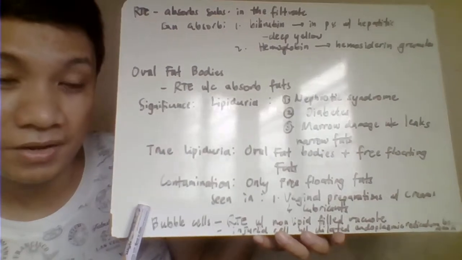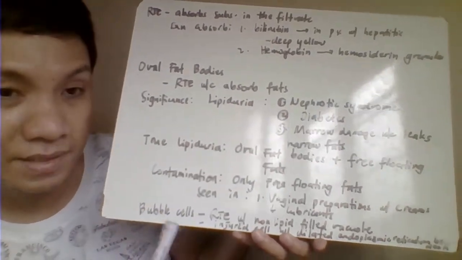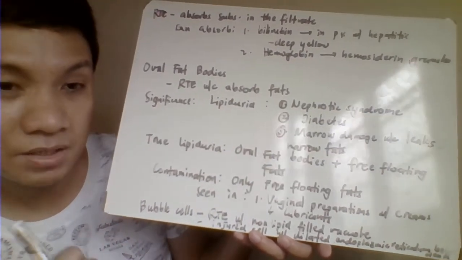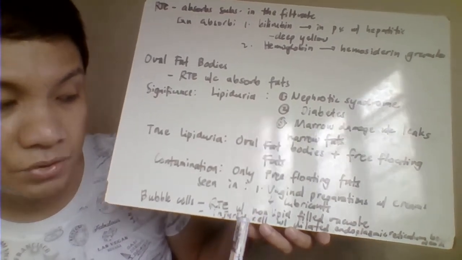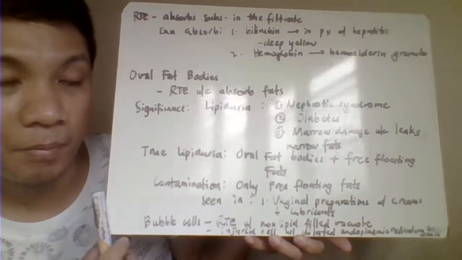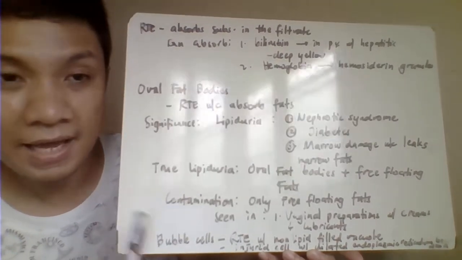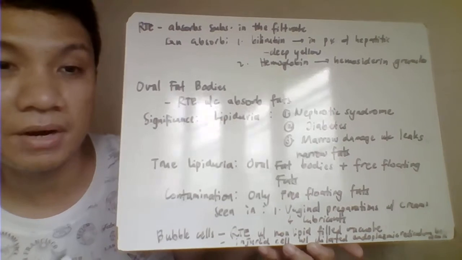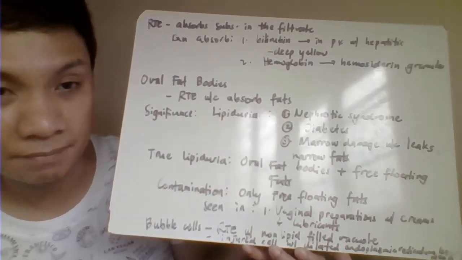Okay, another one, you could also have bubble cells. So bubble cells are just your RTE which have non-lipid filled vacuoles. And this becomes bubble cells, like bubbles, right, as if dilated, because it represents the injured cell in which the endoplasmic reticulum tries to dilate prior to the cell death. Okay, so again, among all our epithelial tissue, the most pathologic would be your RTE. That's why normally we should not have any RTE present.